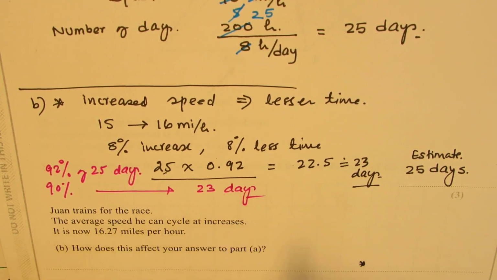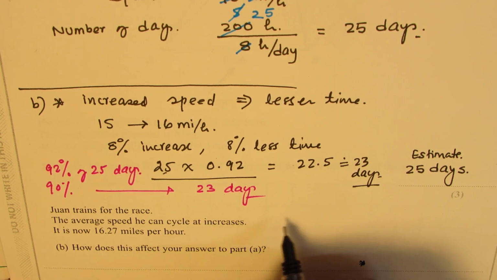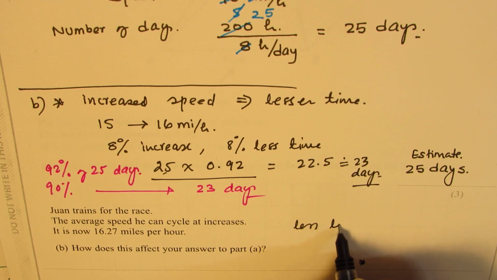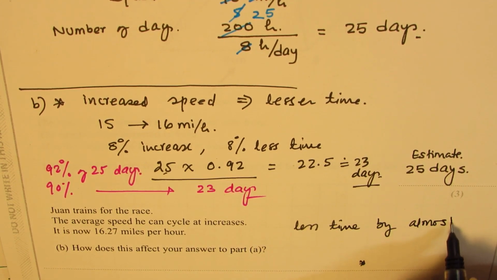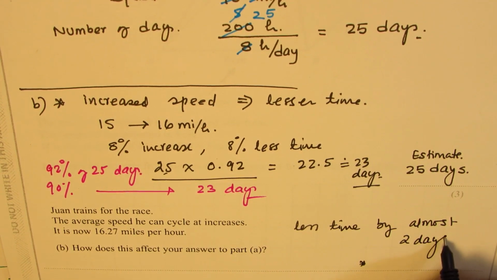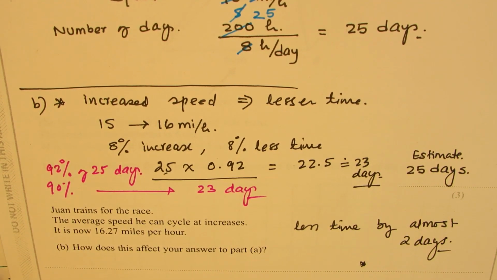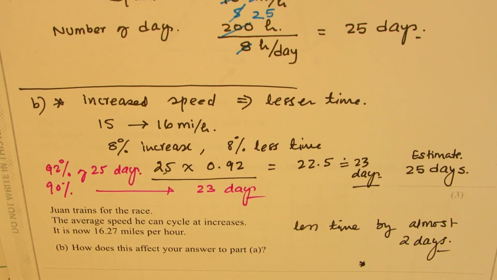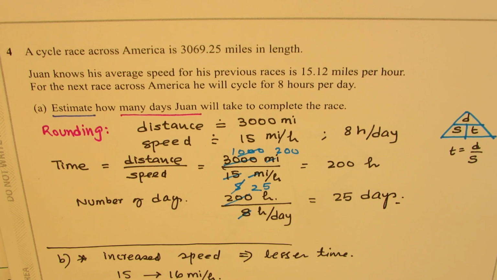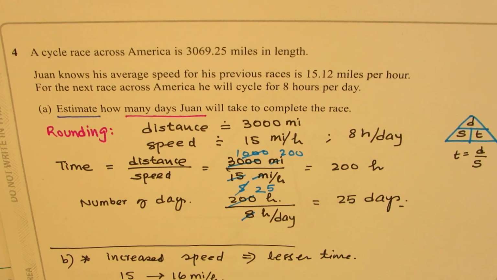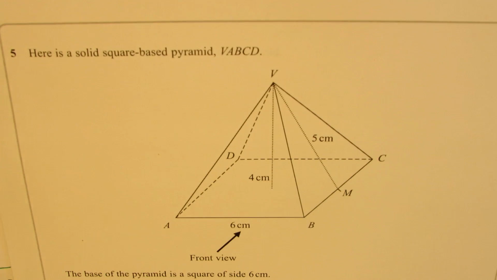So how does this affect your answer in part A? Clearly, the distance will be covered faster, so lesser time, by almost 2 days. Right? So that is how you could answer this question. I hope the concept is absolutely clear. So this is an excellent question based on estimates, right? Now let's look into question number 5.